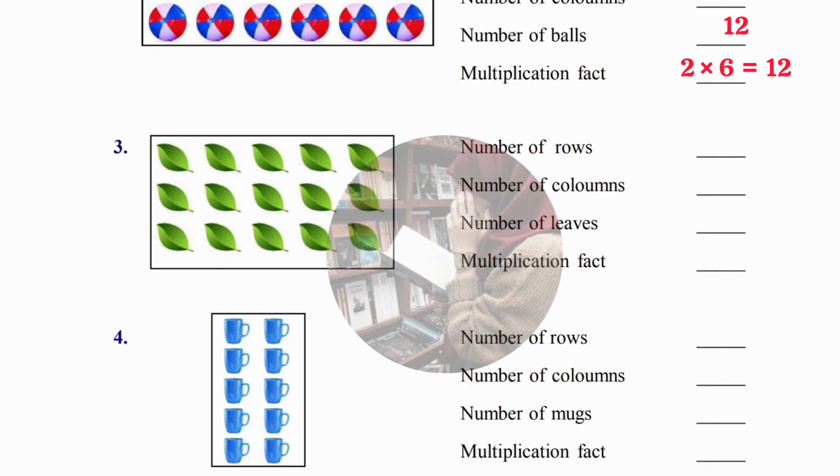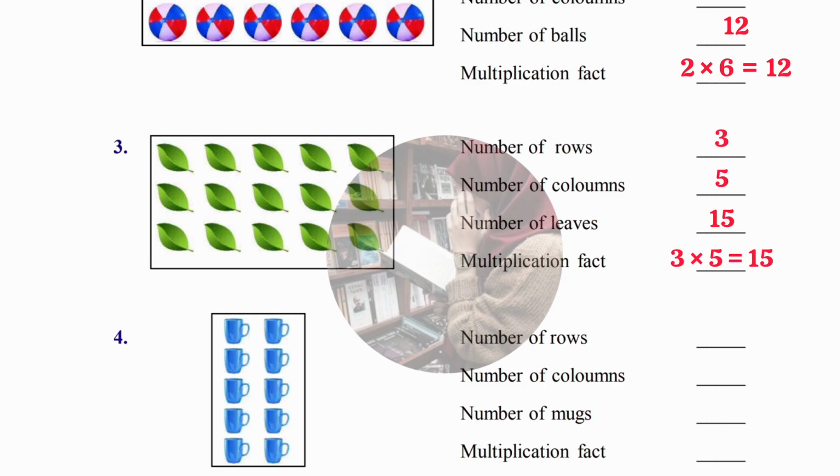So 2 multiplied by 6 equal to 12. So 12 balls we have. Let's see the third one. Here one box is given in which we have 15 leaves. Okay, so let's count this. We have 15. Here 3 rows are there and 5 columns are there. So that one we have to fill in the blanks.